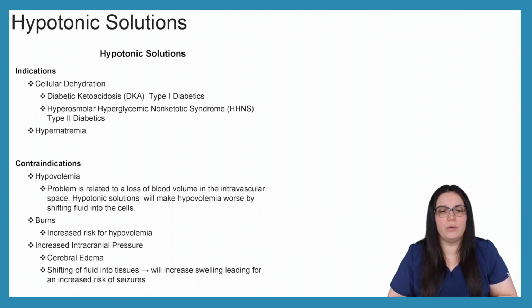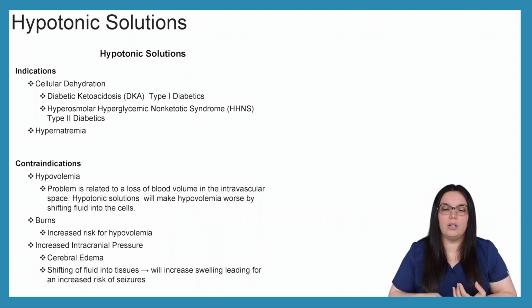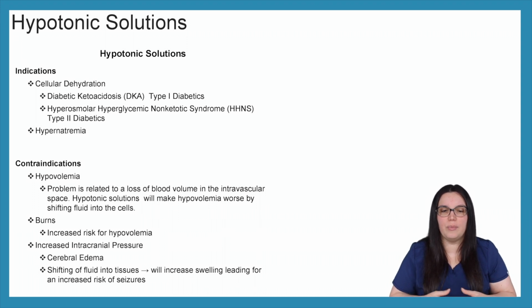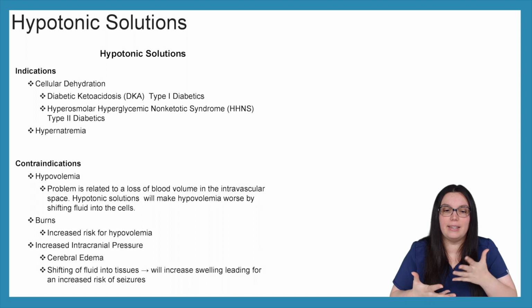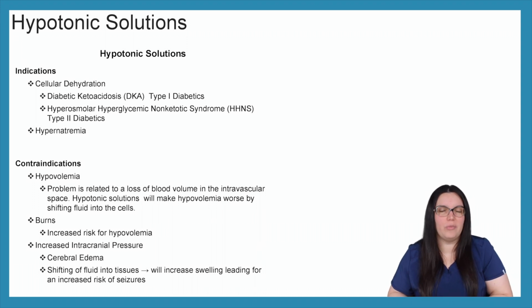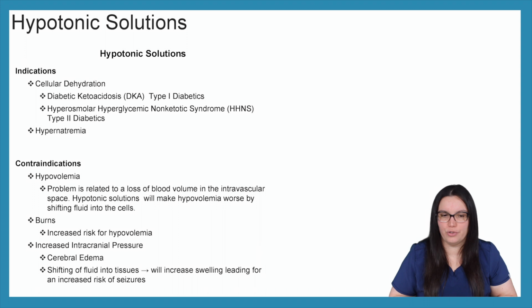Contraindications when it comes to hypotonic solutions include hypovolemia. The problem is related to a loss of blood volume in the intravascular space. So hypotonic solutions will actually make the hypovolemia worse by shifting the fluids into the cell. So we don't want to give a hypotonic solution when we have a hypovolemic patient. We really want to give an isotonic solution for that.